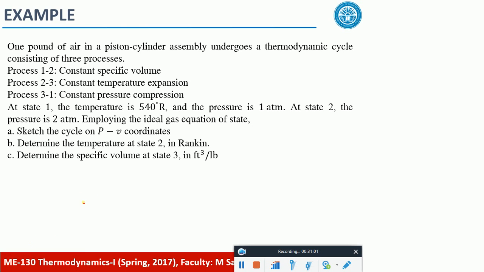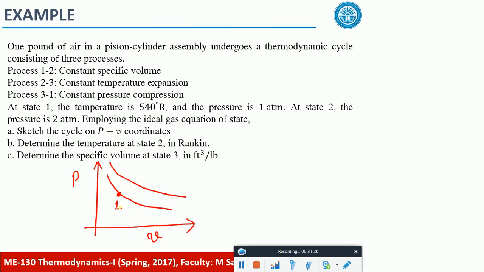So let's talk about that projection. If I draw it over there, PV, those isotherms are going like this, isn't it? Do you remember that? So let's say this is the first state. First process is what? Constant specific volume. Where would your state 2 be going? Straight up. Why? Because on those 2 states your volume is the same.